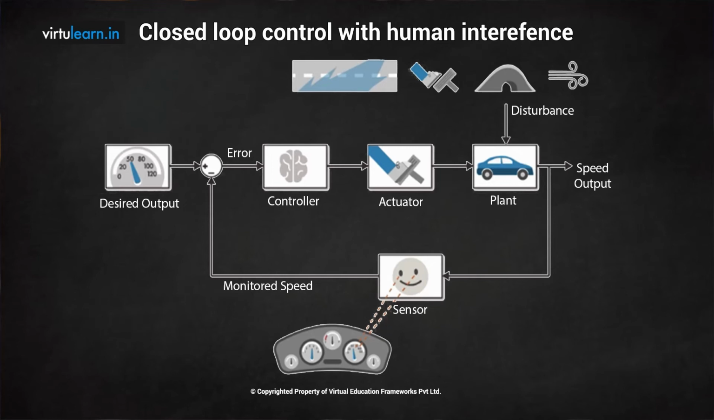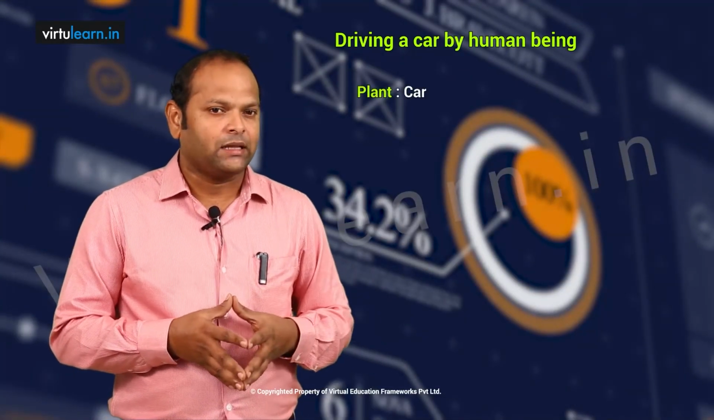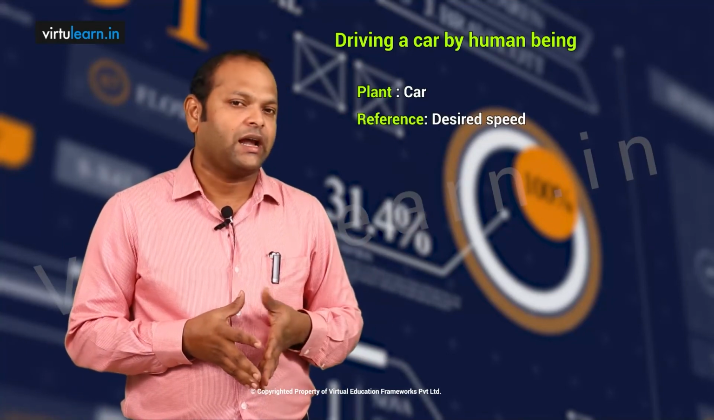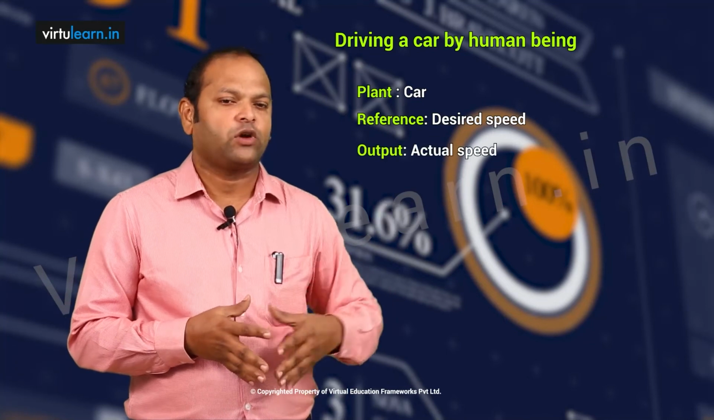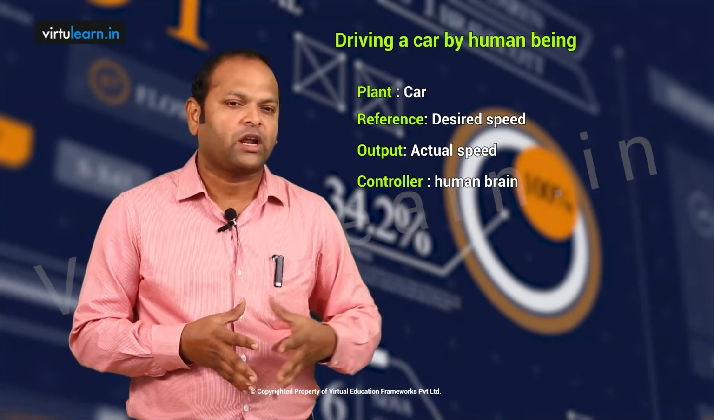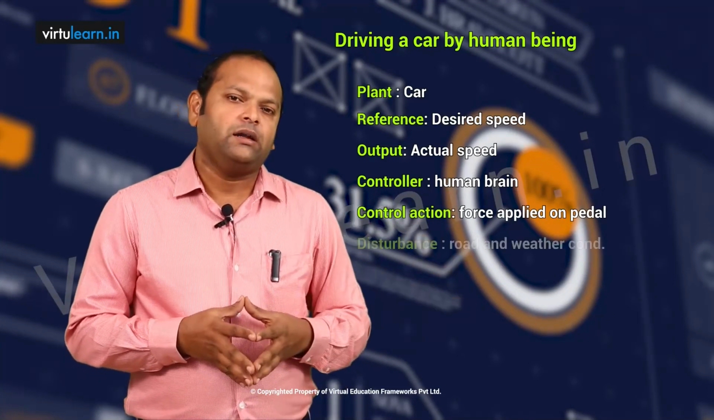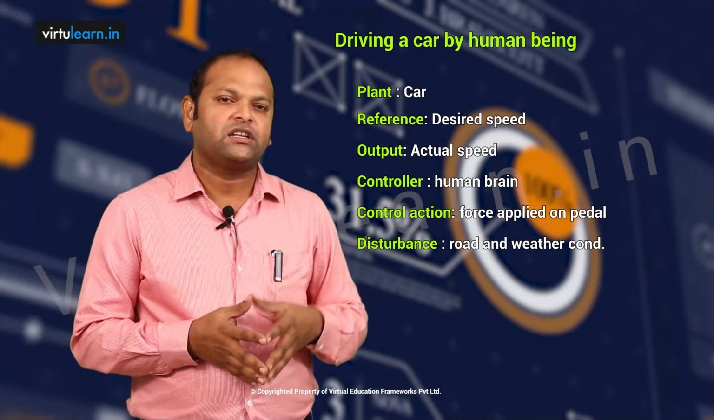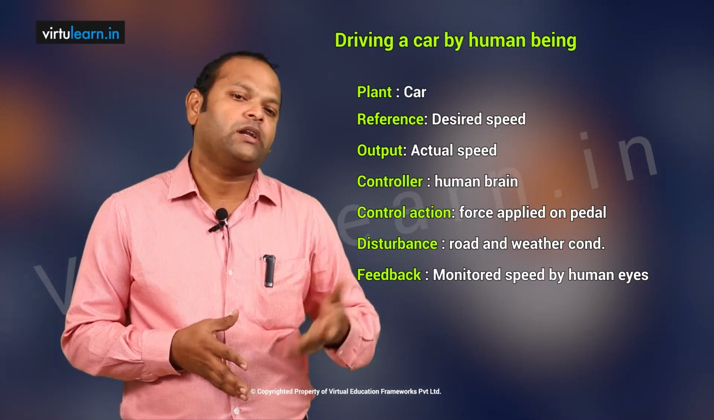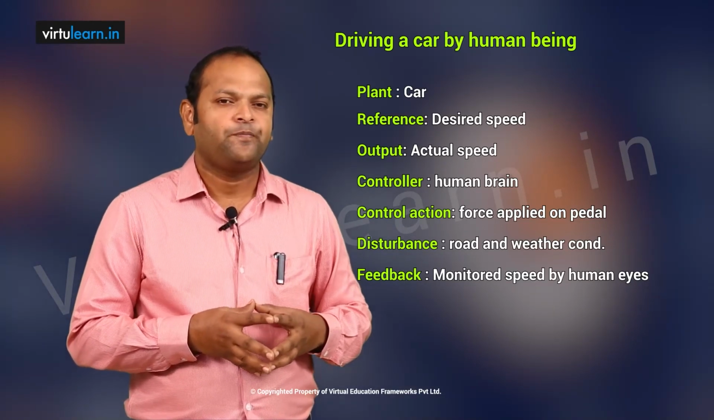Now when you look at the summary of driving a car by a human being, what will be the plant? The plant is, of course, the car model. What is the reference? It is the desired speed, and the actual speed is your output. Your controller is your human brain, right? It is a human control, and the control action is the force applied on the pedal. The disturbances, we know, are the road conditions and weather conditions. And what is the feedback? The feedback is that we monitor the speed by human eyes, that is nothing but your speedometer.